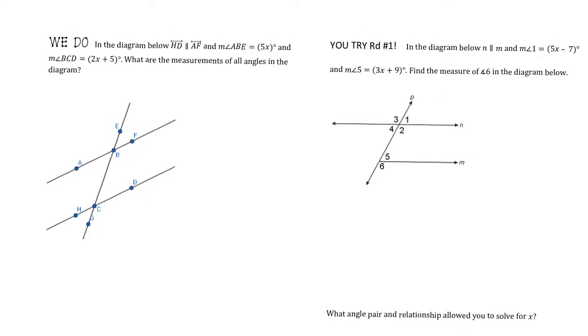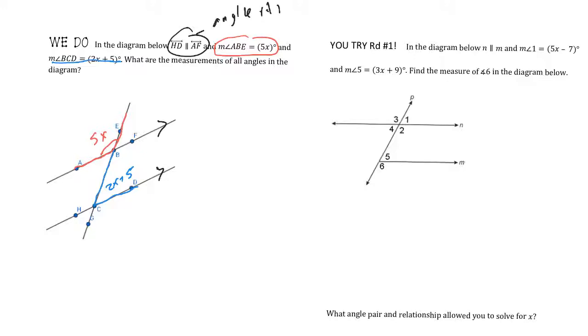So on this I'm given a diagram, and it says that HG and AF are parallel, which means all my angle relationships are true. I can use alternate interior, alternate exterior, corresponding, any of those we learned yesterday. So angle ABE is 5x, so I'm going to label it A to B to E. So that is this angle, 5x. My other angle, BCD, is 2x plus 5. So I'm going to label that one B to C to D, 2x plus 5.